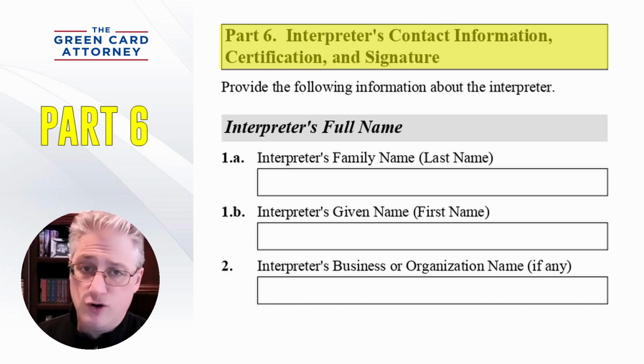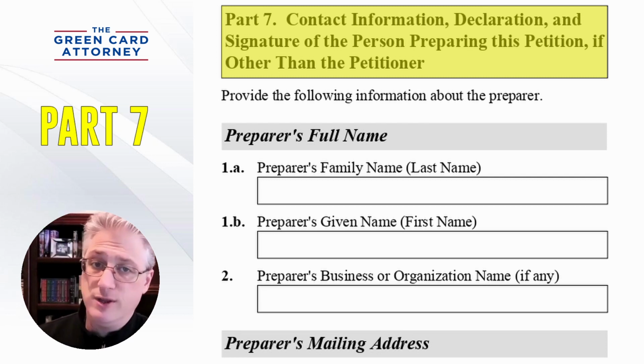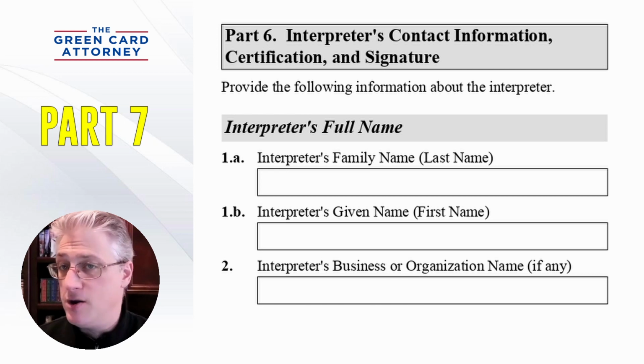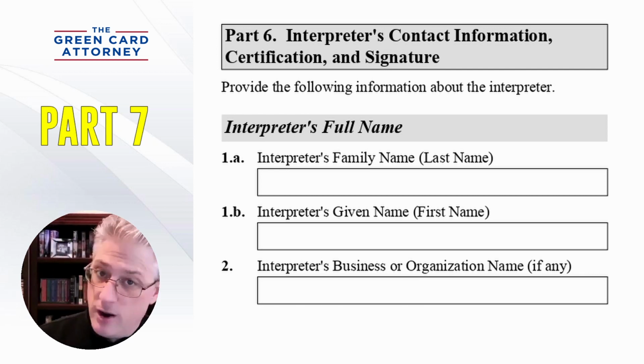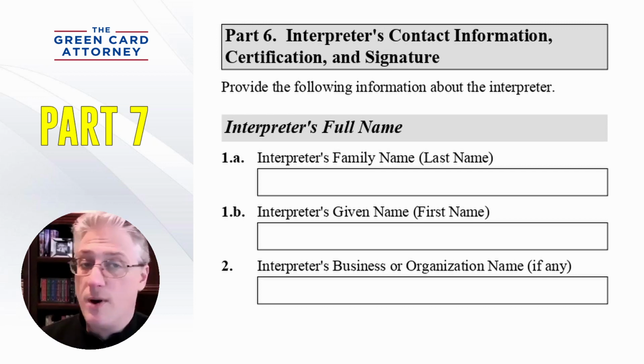Part 6 and 7. These sections are for your interpreter and your representative. In case you have an interpreter, you have to include their full name, address, and contact information. Likewise, you have to include the data of the person who prepared this information for you, such as your lawyer, including whether this person is an accredited lawyer or just a representative who's authorized to help you with the form.